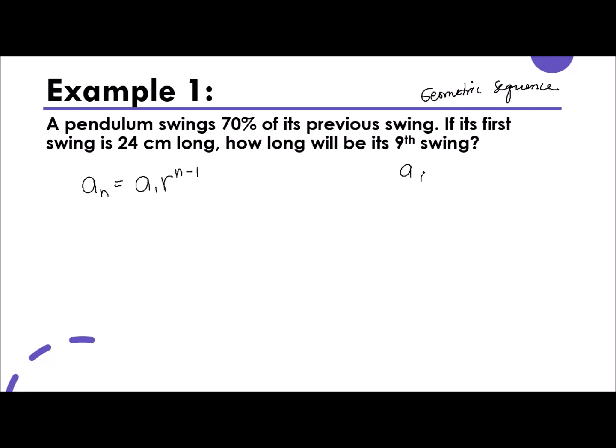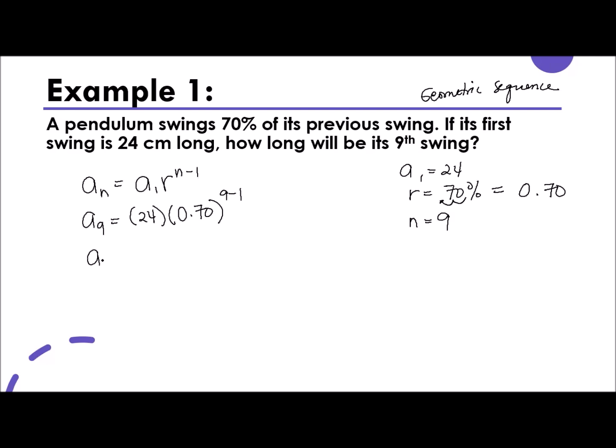Recall ulit natin, our a sub 1 is 24. Our common ratio here is 70%. Ano ba siya sa decimal? That is 0.70. Paano naging ganon? Sa may percentage, move ka ng dalawa lang on your, going to your left. Okay, kaya siya naging 0.70. And then our n here is 9. Okay? Then substitute. So a sub 9 is equal to 24. Our common ratio here is 0.70. Use now the decimal. And then our n is 9. And then minus 1.